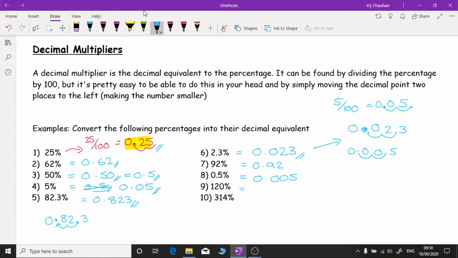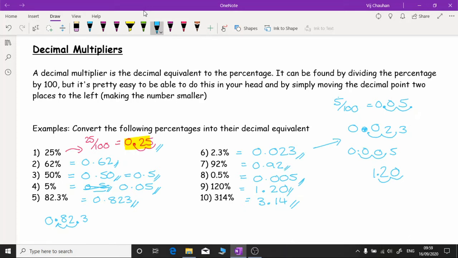120%. Obviously, with maths and percentages, people always think that 100% is a maximum. I remember teachers or parents always saying you need to give 110%, it just means you've got to go that little bit extra. So these types of percentages do exist. 120% would actually be 1.20. Again, with 120, the decimal point is there, moving it 2 places, so it becomes 1.2. And 314% would be 3.14.